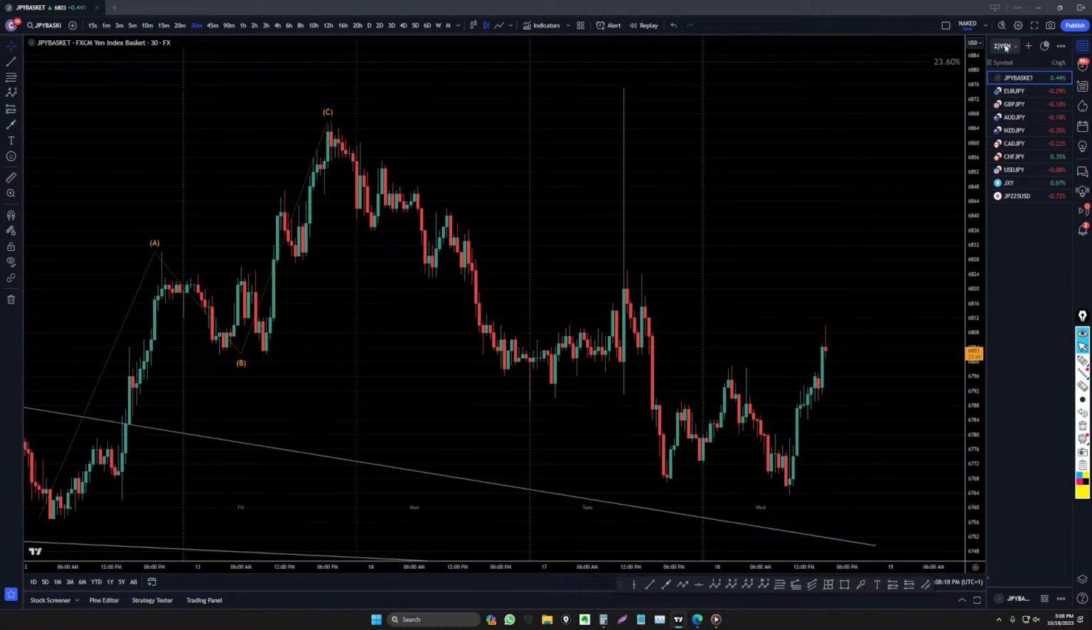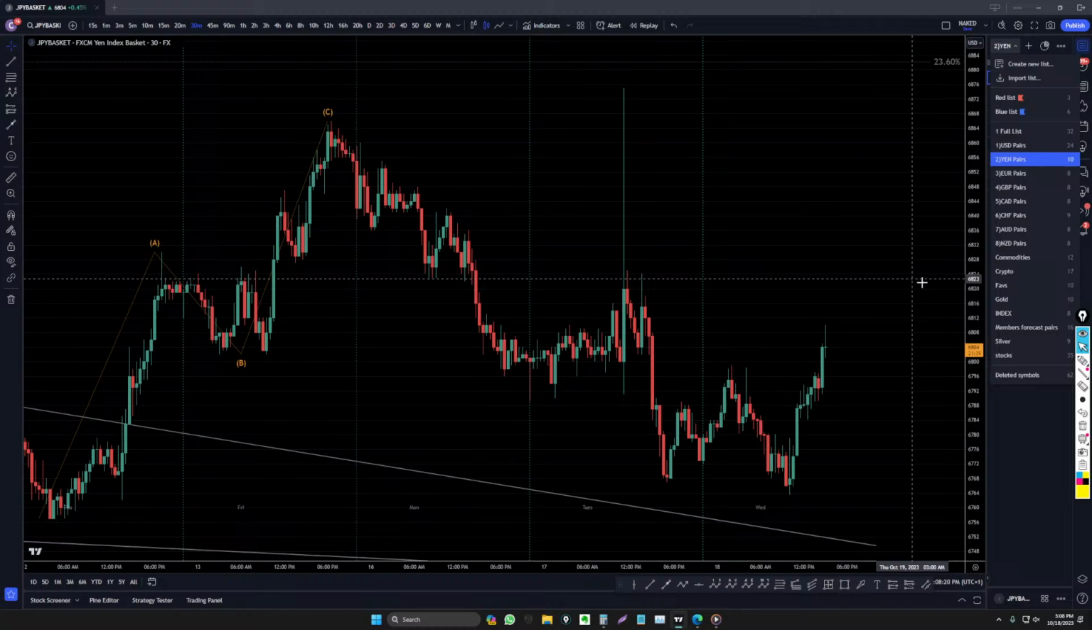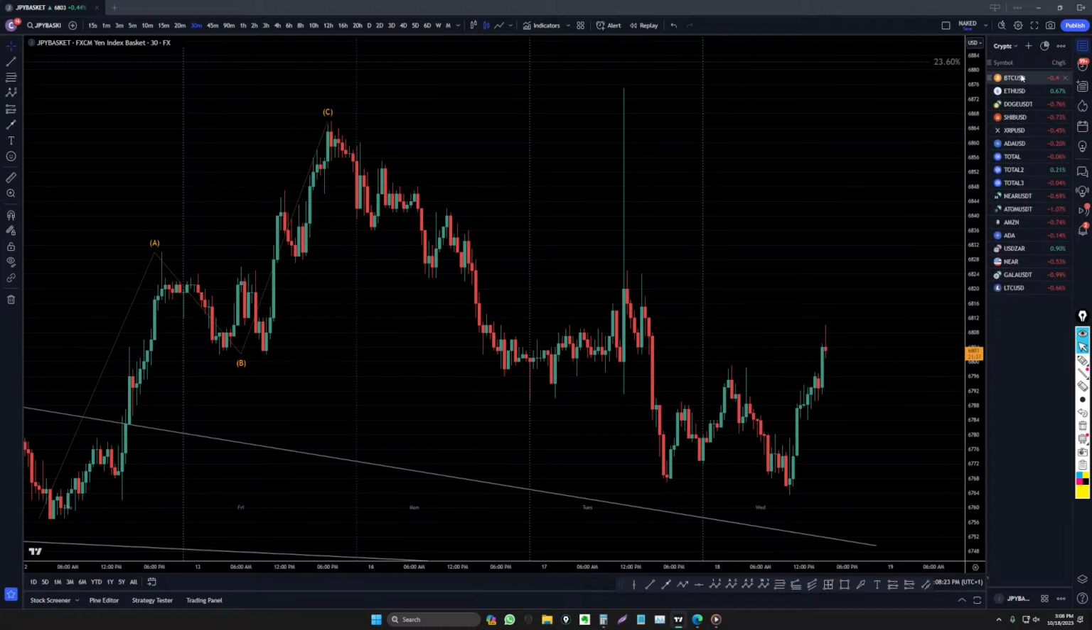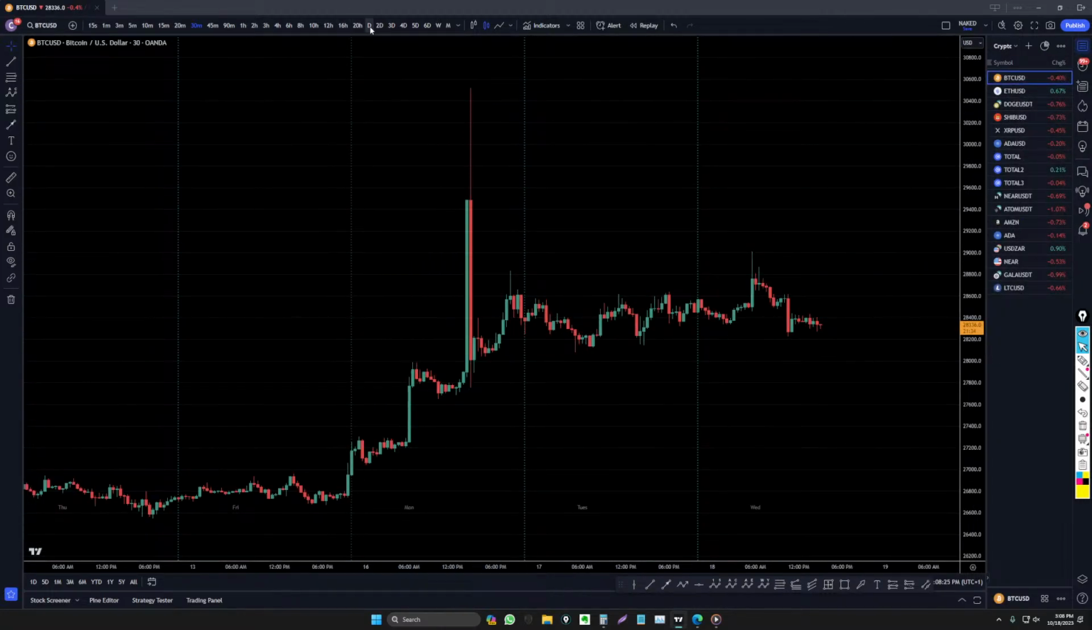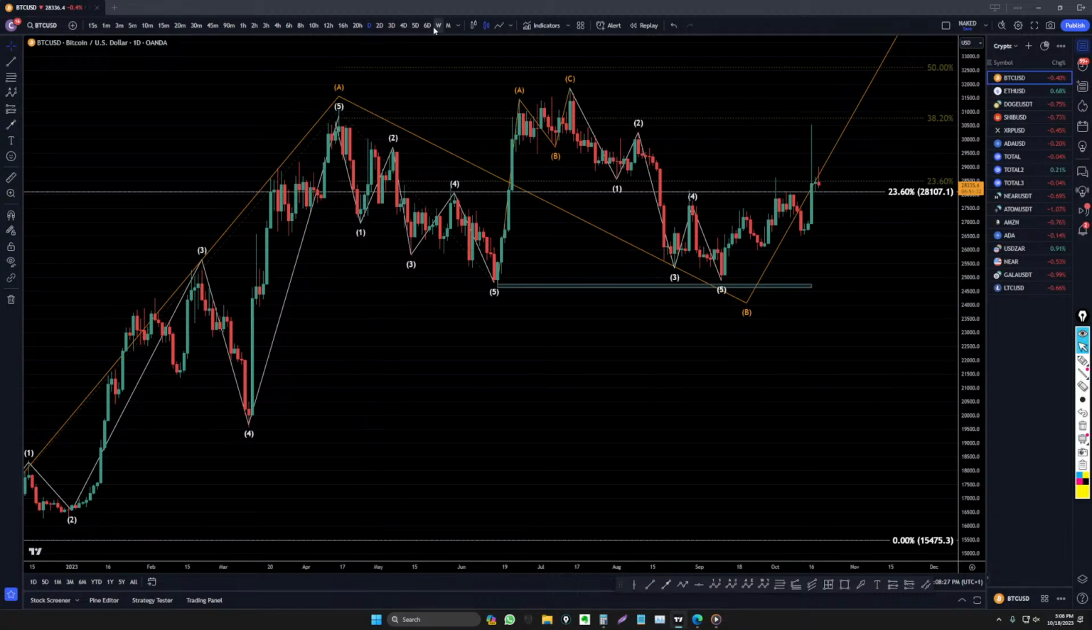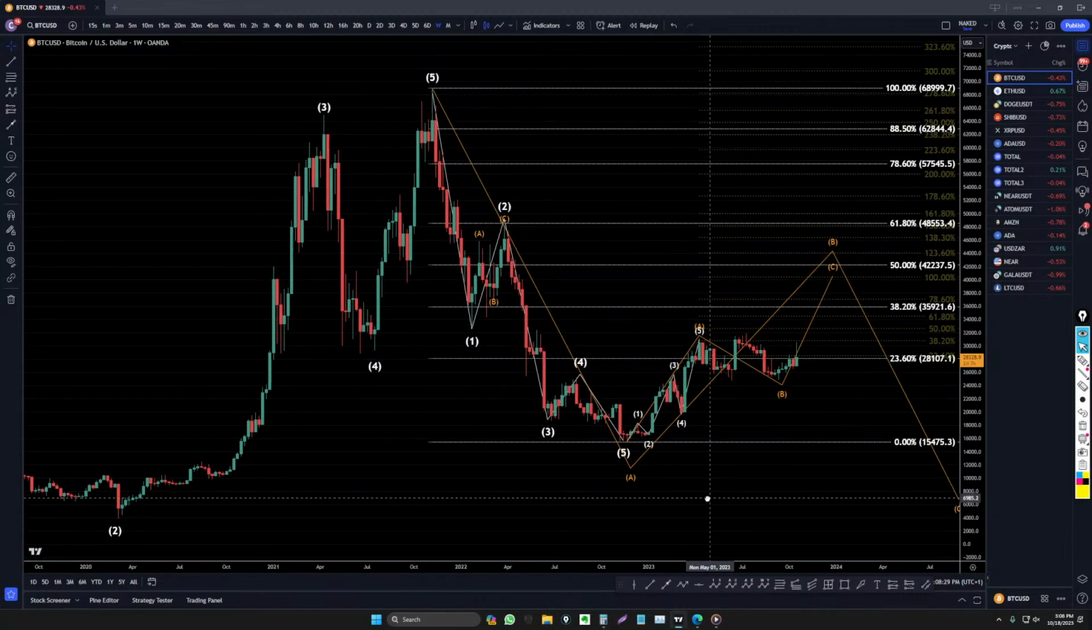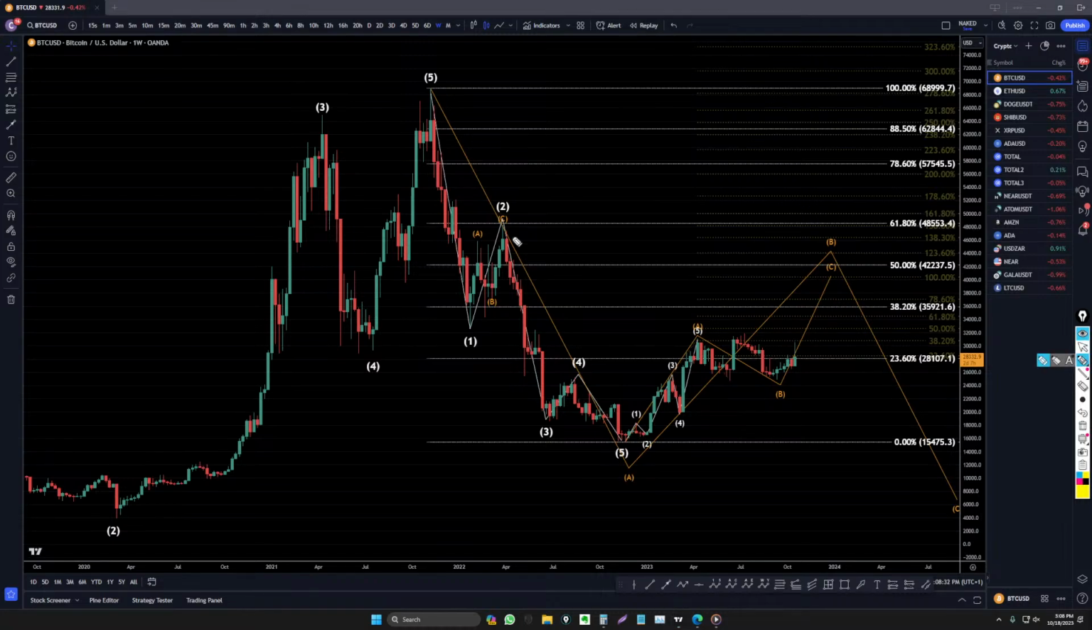So let's see. We checked out all the dollar pairs, checked out all the yen pairs. Let's go look at Bitcoin real quick, and then we'll look at oil and natural gas. I personally think Bitcoin is already going up. I think that it's actually pretty clear.